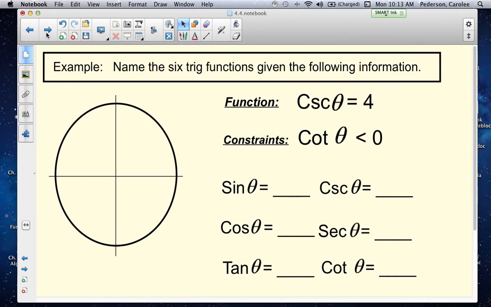We'll do one more and then we're done. All right, so now we give you the cosecant of theta equals 4, and the cotangent of theta must be less than 0, so a negative. And we want to find the 6 trig functions.